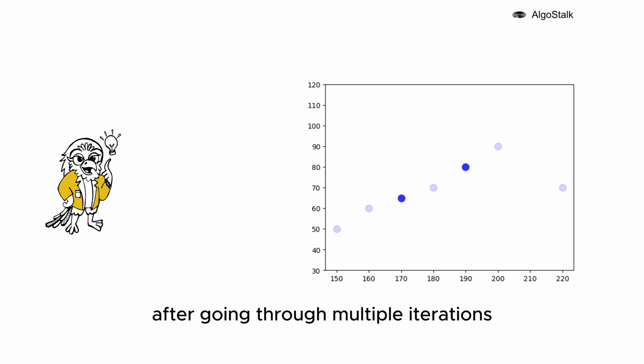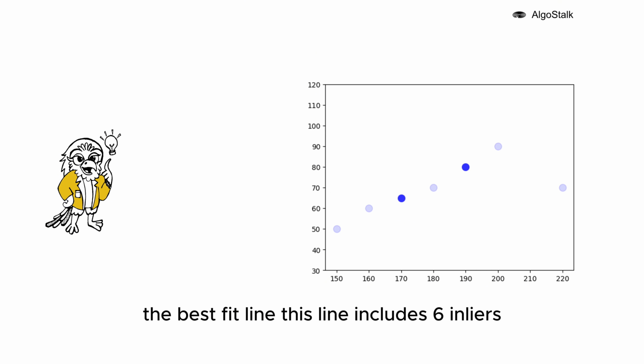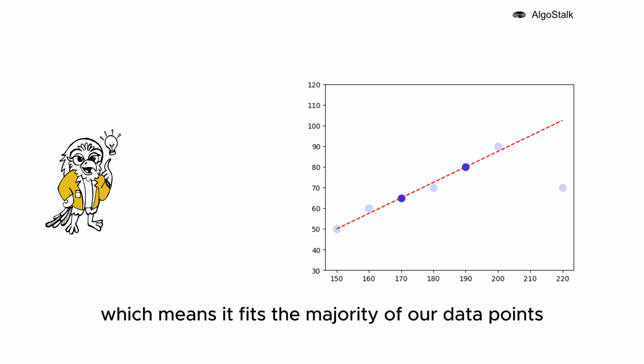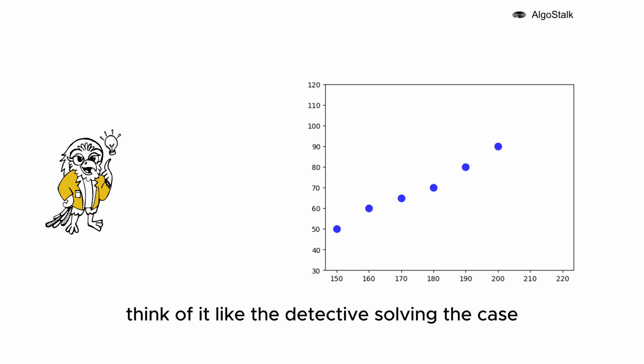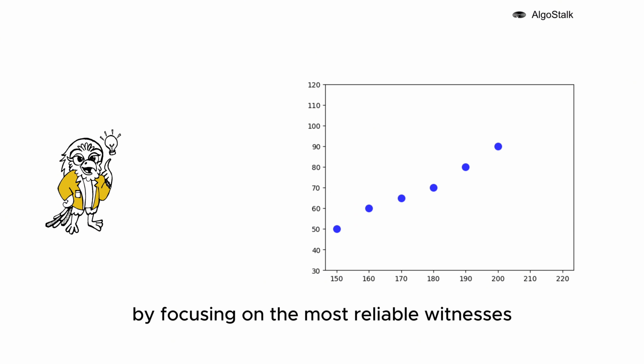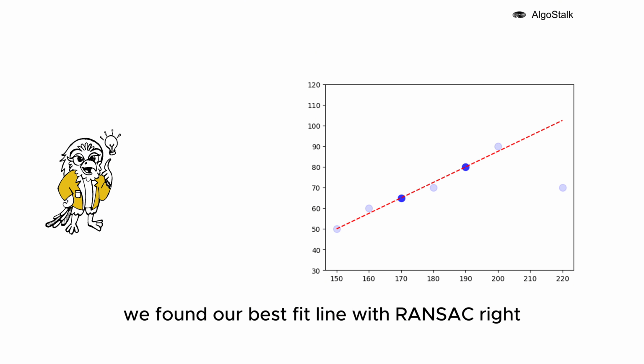After going through multiple iterations, RANSAC has finally found a pair of points that give the best fit line. This line includes 6 inliers, which means it fits the majority of our data points while ignoring those pesky outliers. Think of it like the detective solving the case by focusing on the most reliable witnesses and filtering out the misleading ones. Now we have a line that represents the true pattern in our data. Finding best fit. Now, you might think, we found our best fit line with RANSAC.